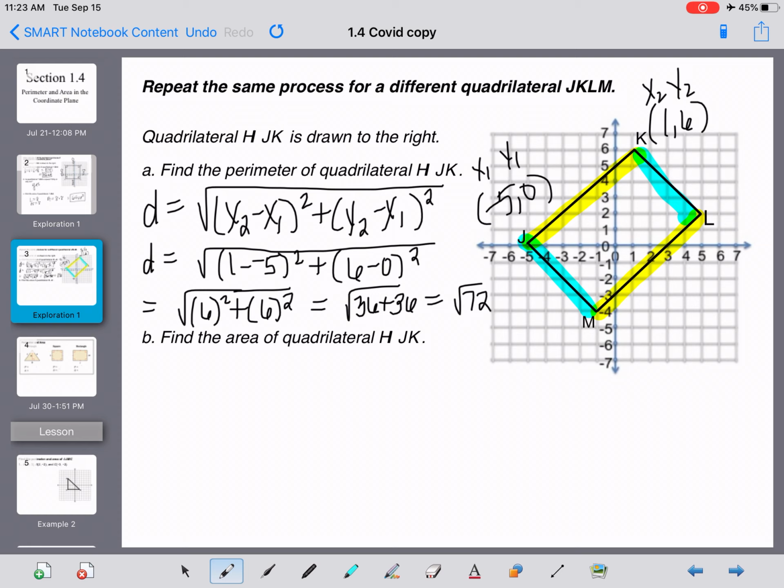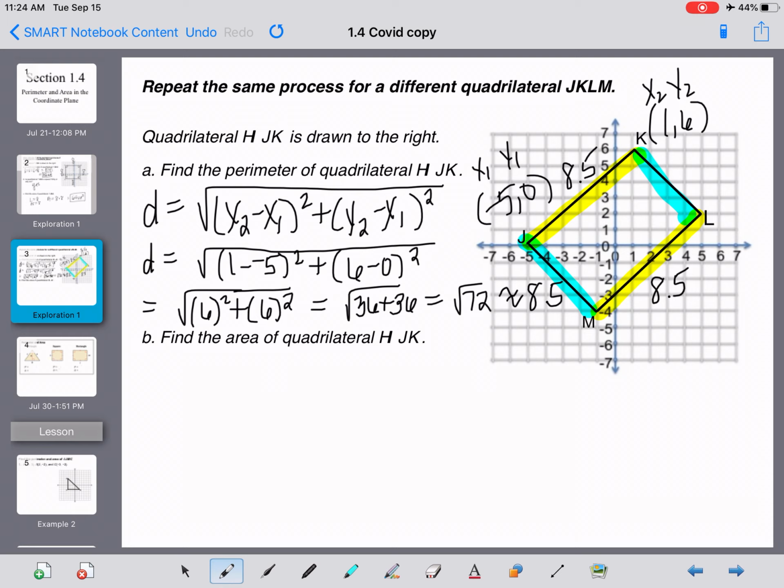let's see. It's going to be 8 point something. My calculator works, sorry guys. 8.48, so we could approximate it to 8.5. So that means this side is 8.5 units, and this side is 8.5 units, because they're the same.